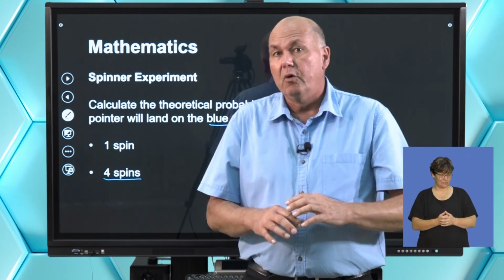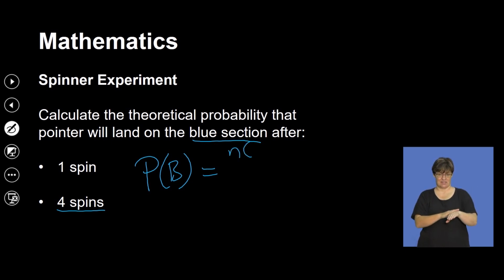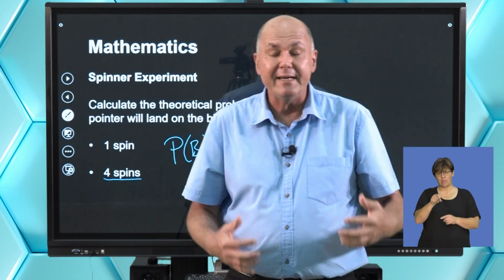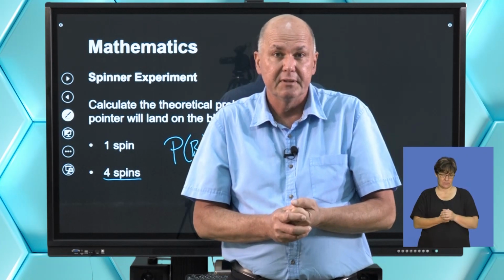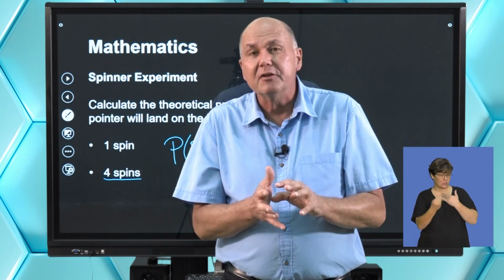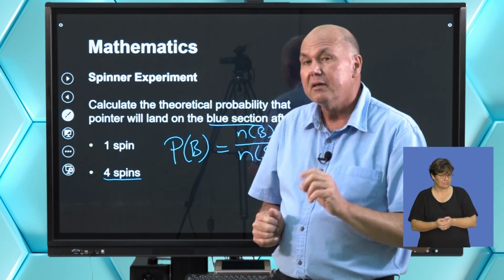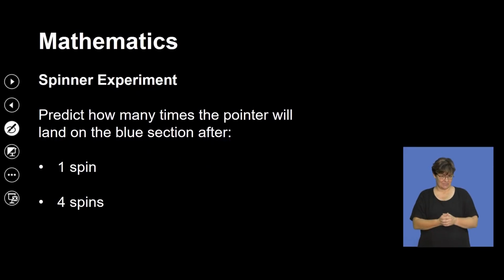Well, think about it. Remember what our definition for probability was. We said it's the probability of a particular outcome, in this case the blue segment that we wanted to land on, is the total number of times that it lands on the blue divided by the total number in the sample. Remember, the sample space is the total number of possible outcomes. Okay, so I hope you've got an idea. For 1 spin, how many outcomes could there be? For 4 spins, how many outcomes do you think there could be? Think about it and see if you can calculate the probability.